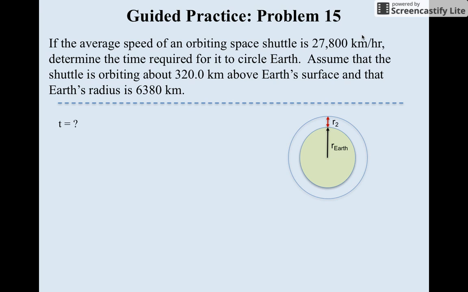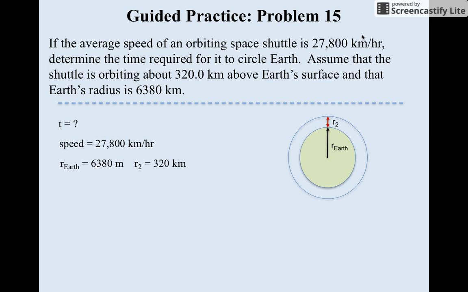It's talking about the radius of the Earth, and it's also talking about the fact that the space shuttle is some distance above the Earth's surface. And so the radius of the Earth, I'm going to end up calling R sub Earth. And the distance above the surface, I'm going to call R2, because that's part of the larger radius that the space shuttle is traveling. So I define these terms in my annotation step. The speed is 27,800 kilometers an hour, given the two different distance values, and I need to solve for time.